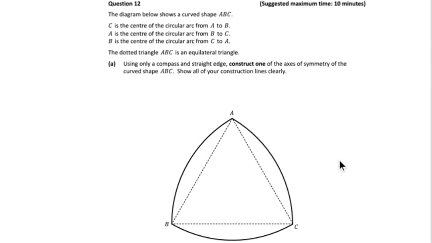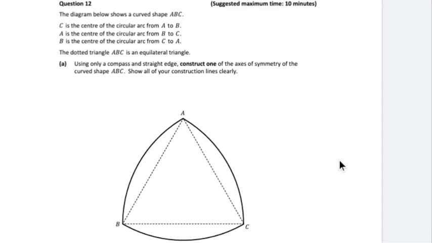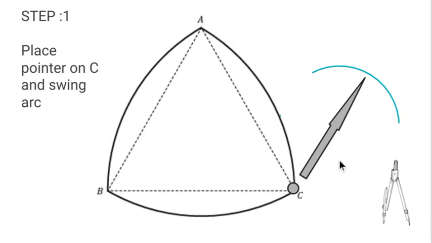So we can choose this side. We're going to get an axis coming up here, through that. So step one, just place your compass here. Swing an arc out here from point C.